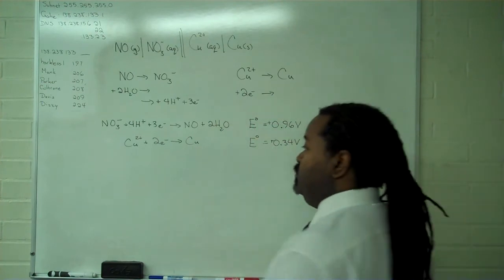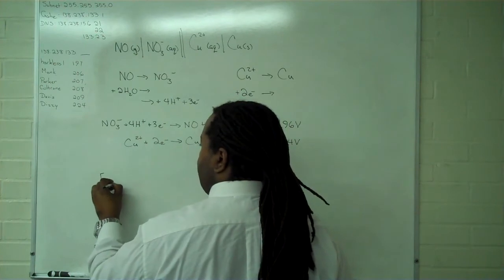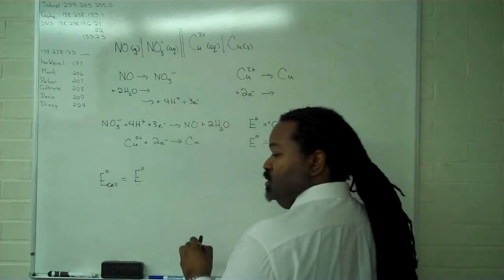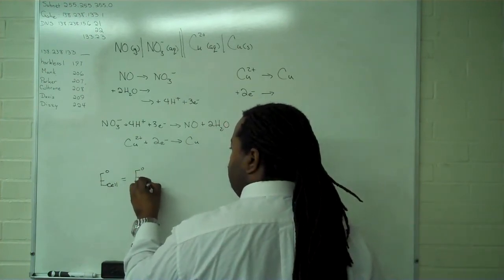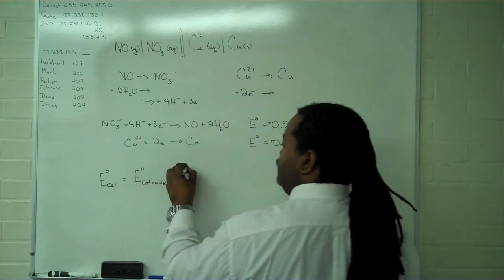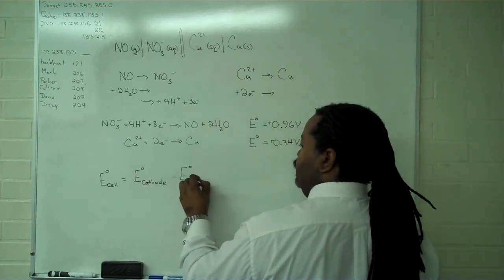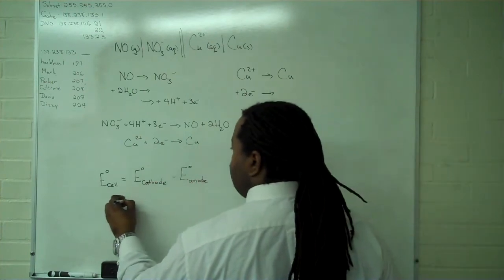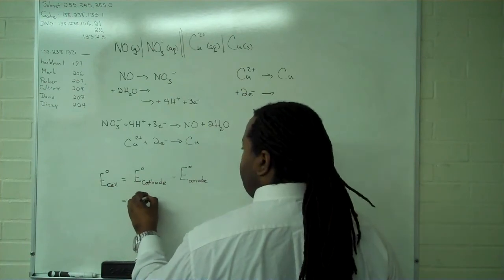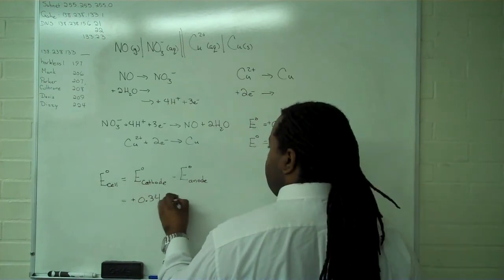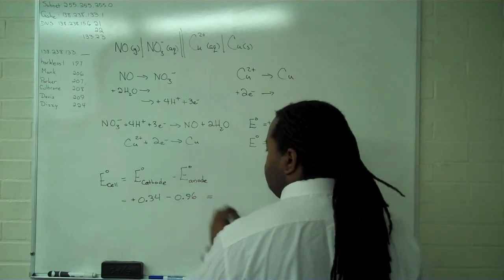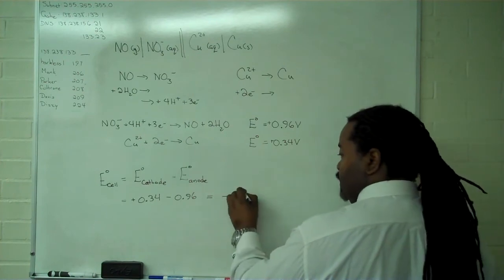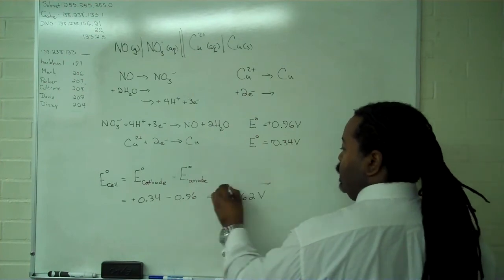So the third step is to note that the overall cell potential, E cell standard, will be equal to the E standard for the cathode minus E standard for the anode. So now we just take these values. We have 0.34 volts minus 0.96 volts, and this gives us an E cell standard of negative 0.62 volts.